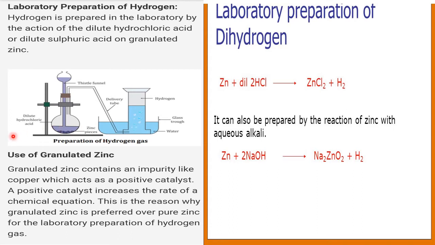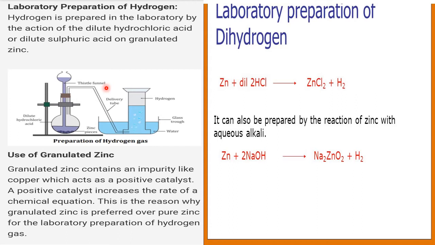This is the apparatus. We take zinc and the acid in this flask. When both are mixed, hydrogen gas comes out through this delivery tube. If the gas is heavier than air, it is collected by the upward displacement of air. If the gas is lighter than air, it is very difficult to collect by upward displacement of air, because light hydrogen will not displace the heavy air.